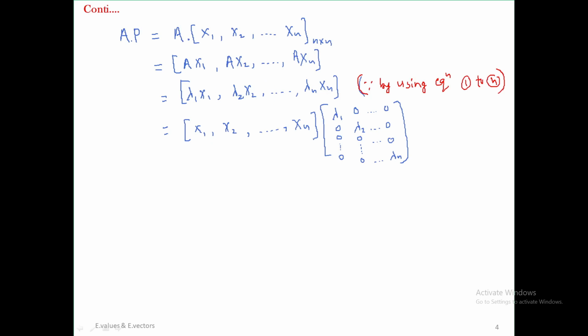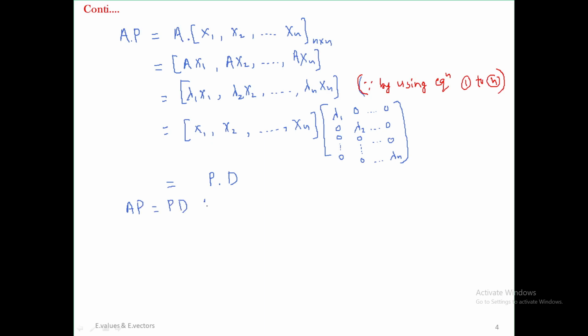So let us look at this matrix. The first one is nothing but our P, what we defined just now. P into, now there is a new matrix which is a diagonal matrix, in which the eigenvalues are sitting on the principal diagonal. Call this matrix D. I am naming it D. So now what I got: A into P is equal to P into D.